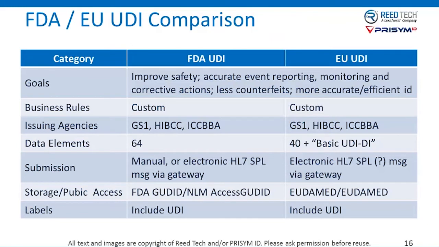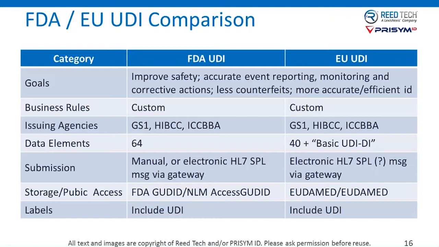So what we'd like to do now, though, is take a more detailed look at the FDA UDI and the European Union UDI. The first category there, as to goals, is pretty much the same. If you were to read guidance and regulations for both of these parties, they're very much the same: improve safety and make it much more accurate and efficient to identify products and so on, decrease counterfeits, and basically have a system in place for more accurate event reporting and corrective actions and so on.